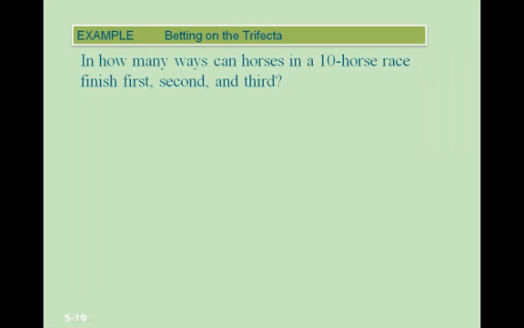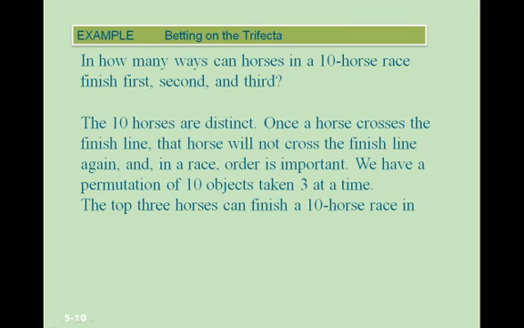In this example, we want to look at betting on the trifecta. In how many ways can horses in a 10-horse race finish first, second, and third? The 10 horses are distinct. Once a horse crosses the finish line, that horse will not cross the finish line again, and in a race, order is important. We have a permutation then of 10 objects taken 3 at a time. The top 3 horses can finish a 10-horse race in 10P3 ways.